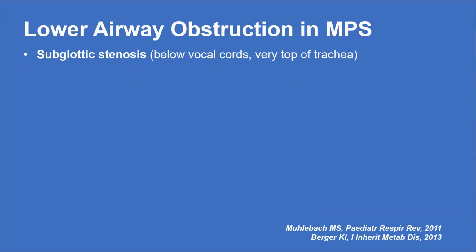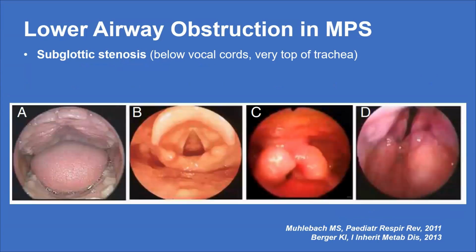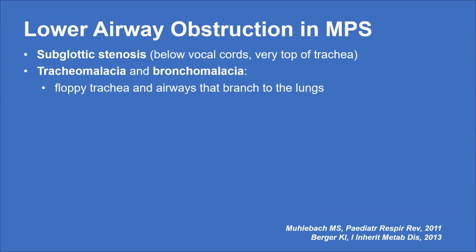Lower airway obstruction can include subglottic stenosis, so just below the vocal cords where the airway starts to get narrow at the very top of the trachea. So just below this point can be narrow. Tracheomalacia or bronchomalacia. This is a floppy airway. And we see this in all sorts of conditions, but it can occur in MPS as well. This means that during regular breathing in and out or during coughing, if the trachea or the bronchi, the airway branches, collapse, then it's more difficult to get mucus out.